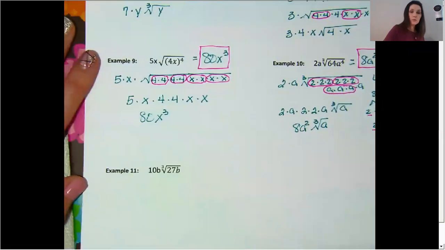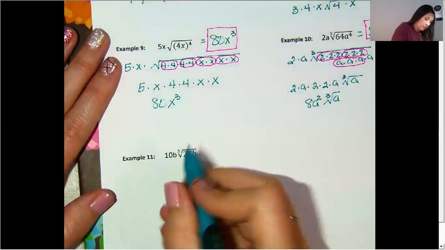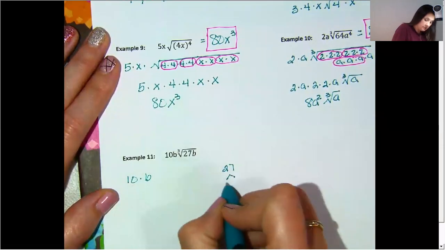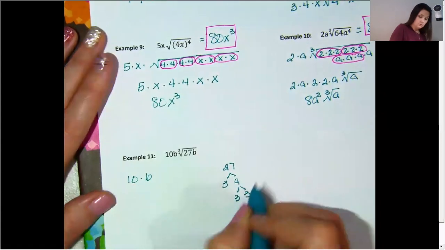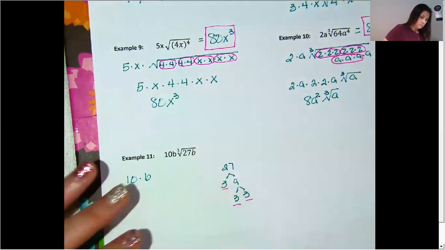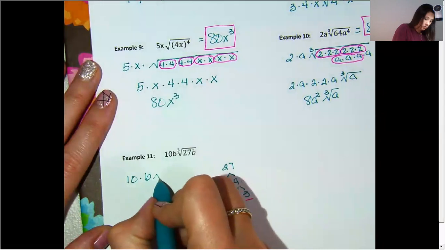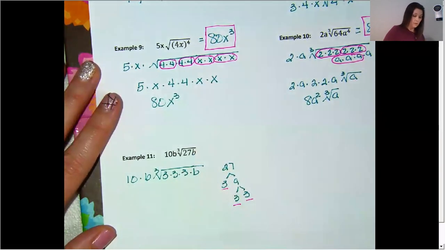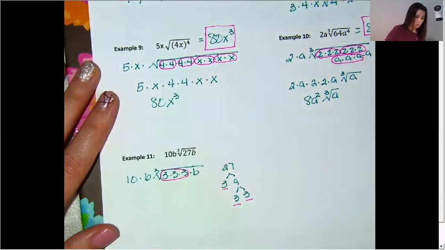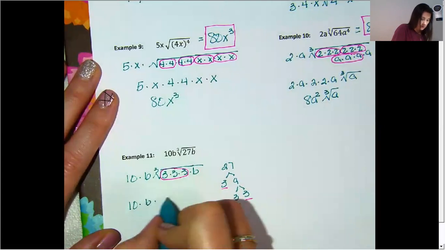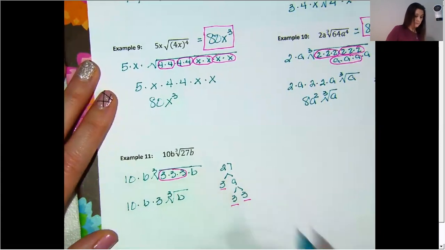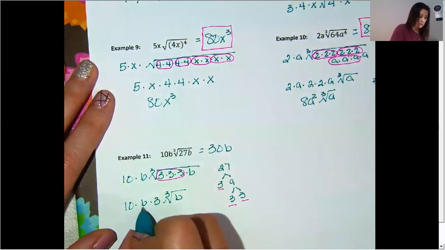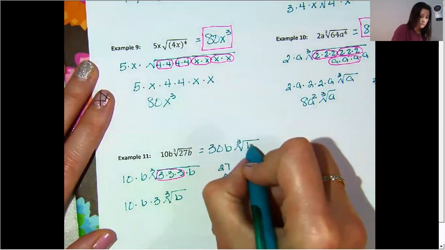All right. And our last problem, example 11. So we have 10 times b. And then let's factor out 27. And we have the cubed root of 3 times 3 times 3 times this b. So circling my groups of 3, because that's what my index tells me to do. I end up with 10 times b times 3 with a cubed root of b. And so we can simplify that to 30b. 10 times 3 is 30, times b is b, 30b, and cubed root of b. And that is our final answer.